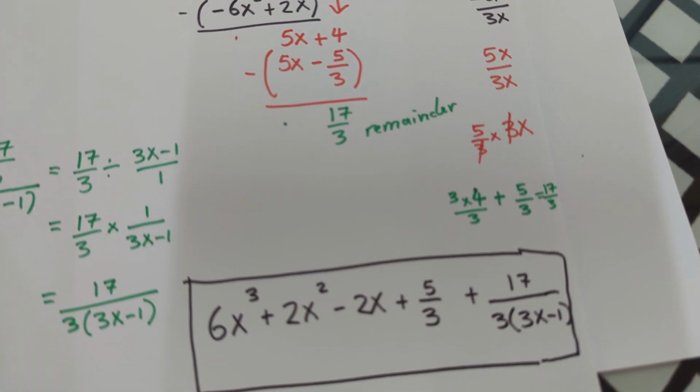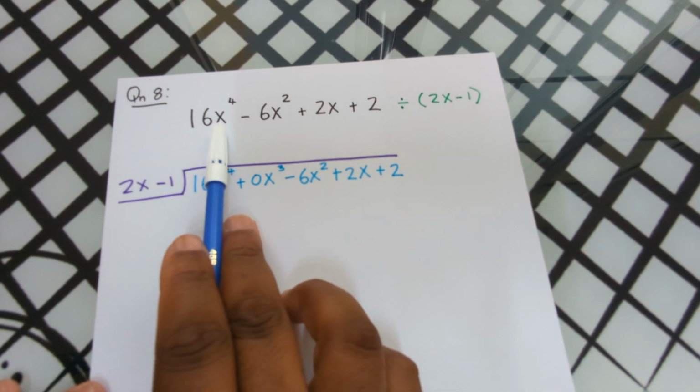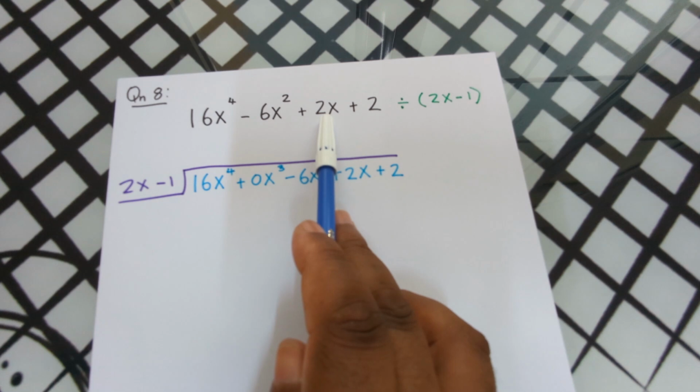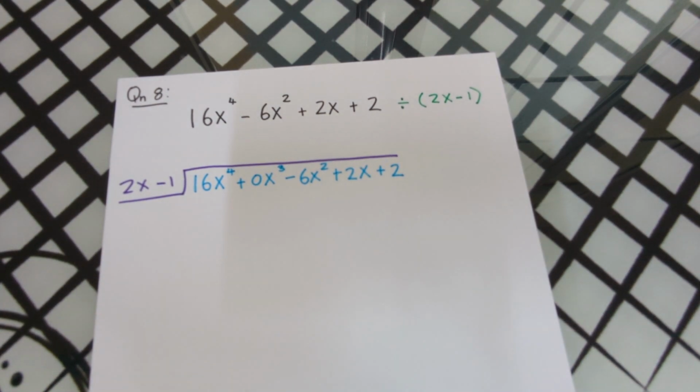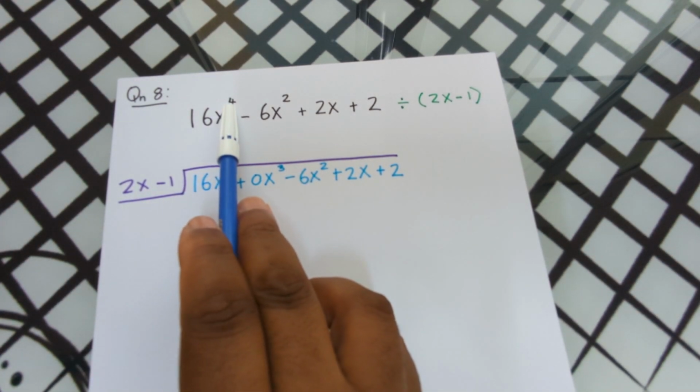Now let's move on to question number 8. We are given 16x to the power 4 minus 6x to the 2 plus 2x plus 2 being divided by 2x minus 1. Now if we check again our exponents, our degree is 4.